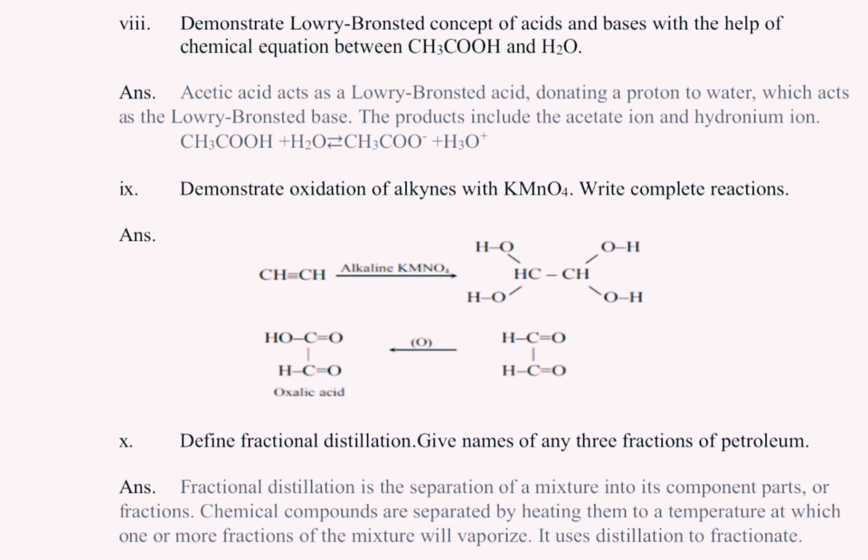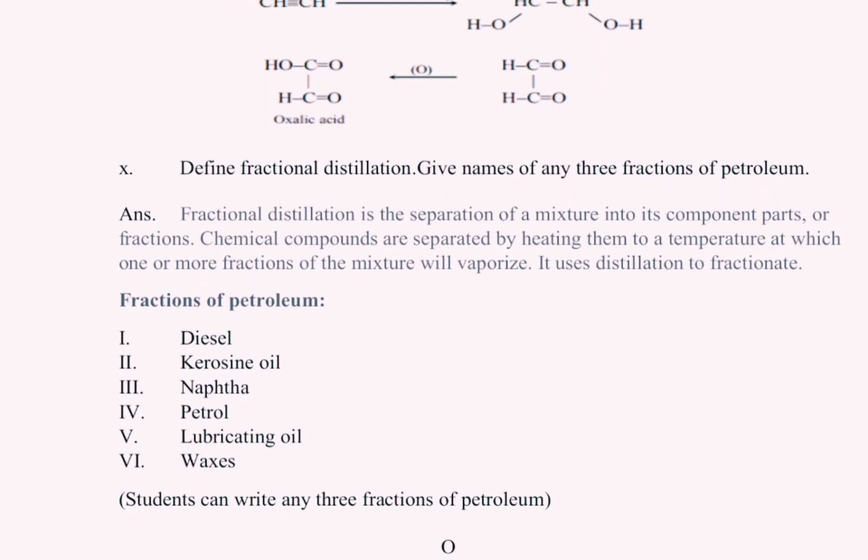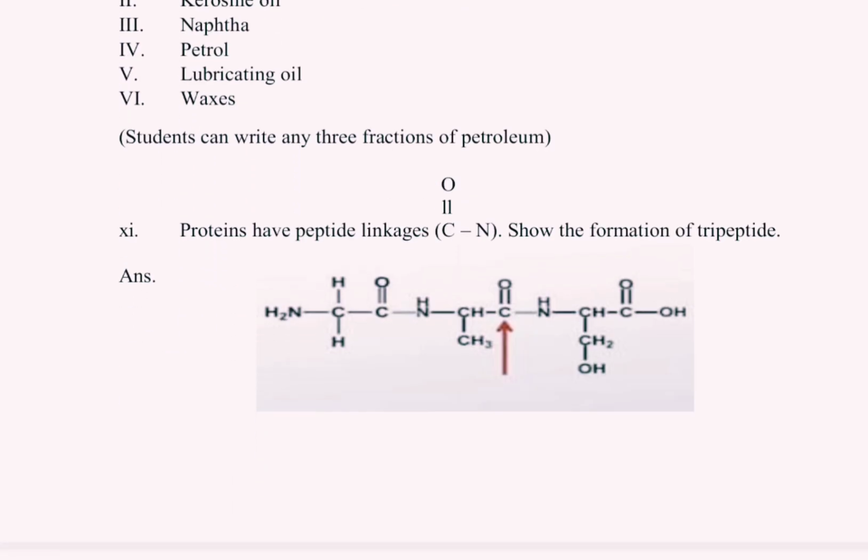And then we have the next question: define fractional distillation, and give names of any three fractions of petroleum. Fractional distillation is when you separate your mixture into its components or fractions at low pressure. We do this with petroleum because petroleum cannot be worked at high temperature, so we do fractional distillation. There are multiple fractions here: diesel, kerosene oil, petrol, waxes, and a lot of other stuff.